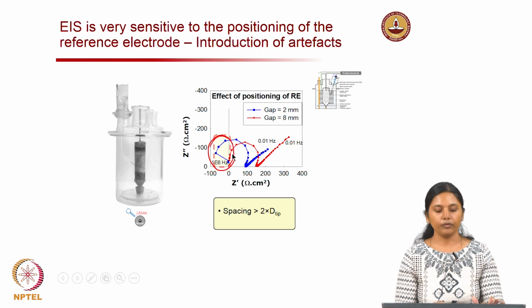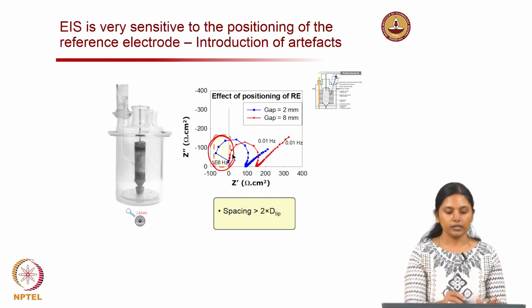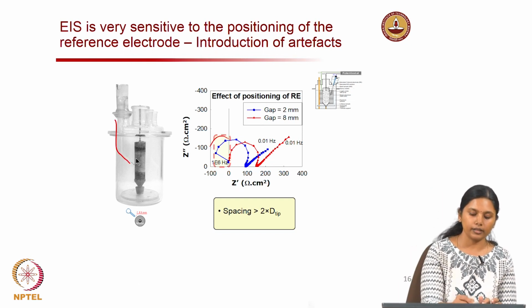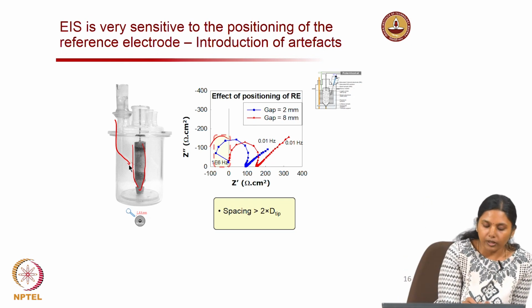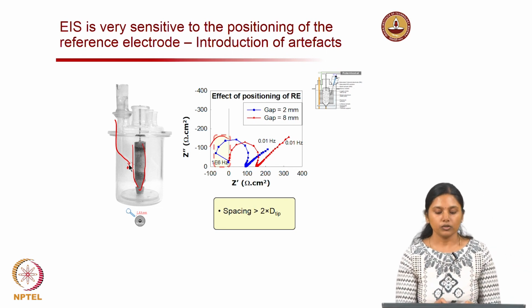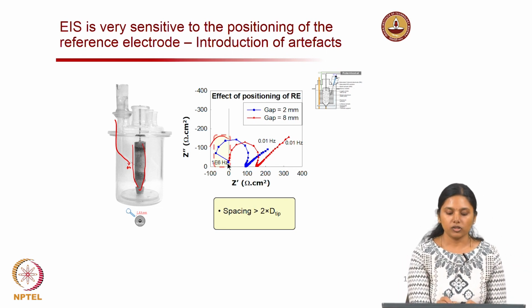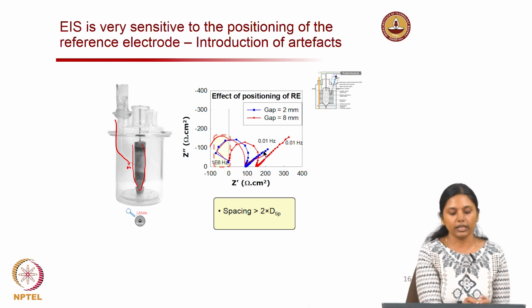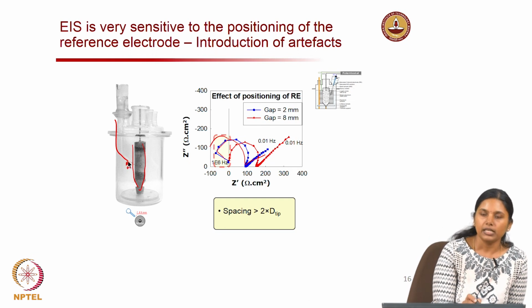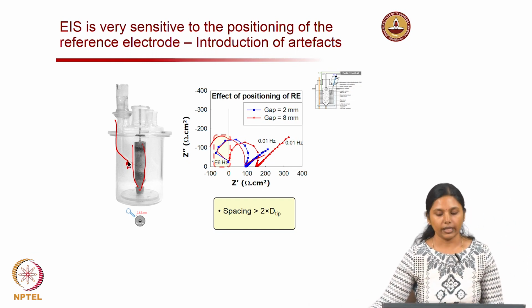So, if you have a cell like this, this is the Luggin probe and then this is the working electrode. If I keep the Luggin probe very close to the working electrode, then there will be a current cutoff that happens between the working electrode and the tip of the Luggin probe. So, this may induce the distortion like the blue curve. If you do not want a distortion like this, you should simply keep the Luggin probe slightly away from the working electrode.